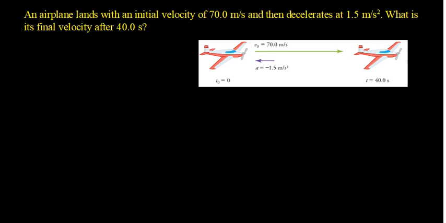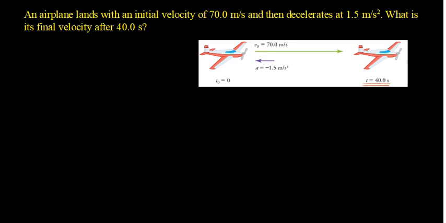What we're saying here is we keep looking at the airplane for 40 seconds, and after 40 seconds, we are expecting the airplane to slow down more, so it will be something below 70, but later on it will stop. But I'm not worried about that. I'm asking you, after 40 seconds, what is the velocity of this airplane?